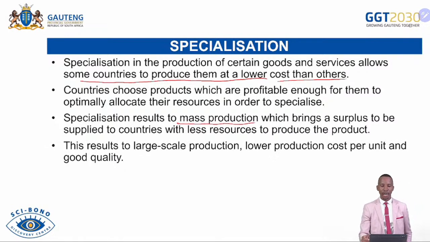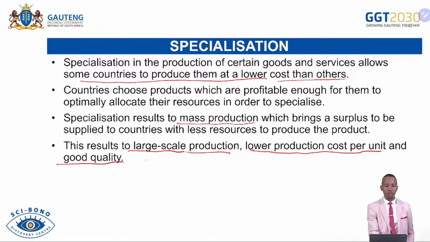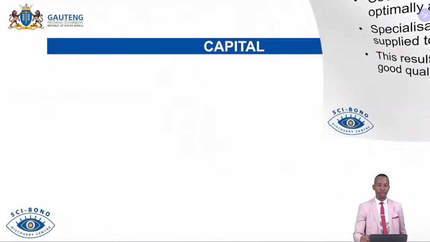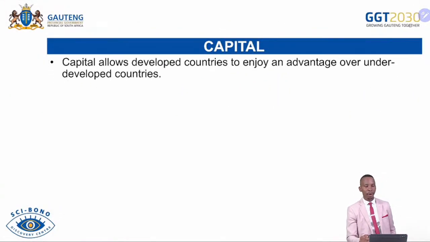And this results in large-scale production at a lower production cost per unit and good quality. If the country is specializing, there will be large production, lower production cost per unit, and good quality. And then that particular country will be able to supply the global market with the surplus production it is able to produce. And then we talk about the capital.